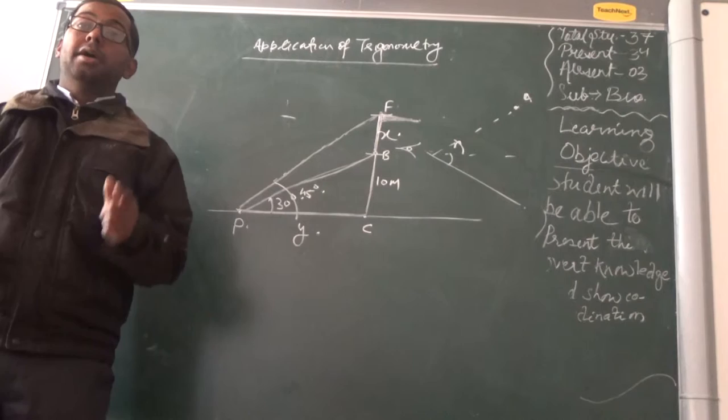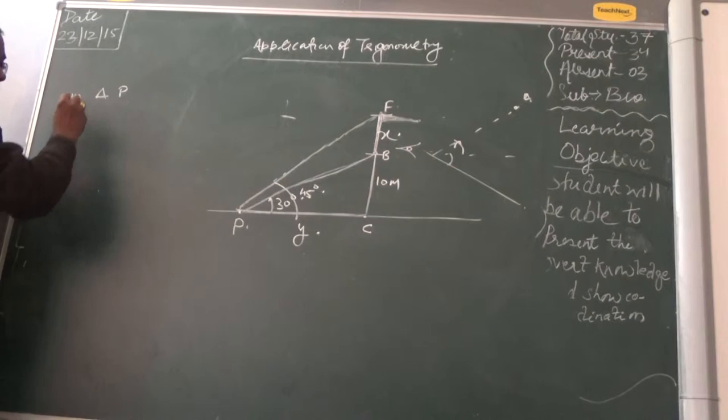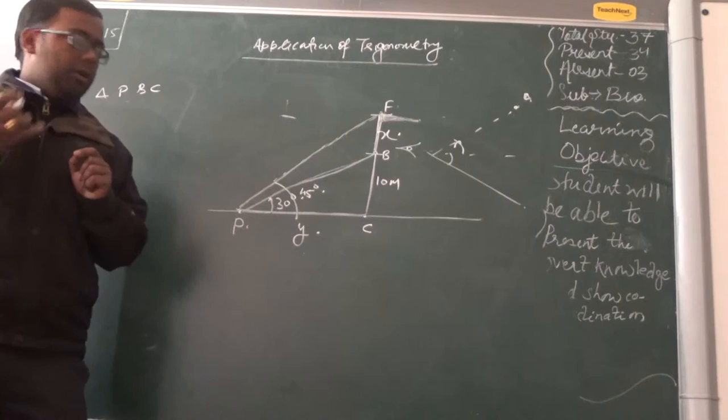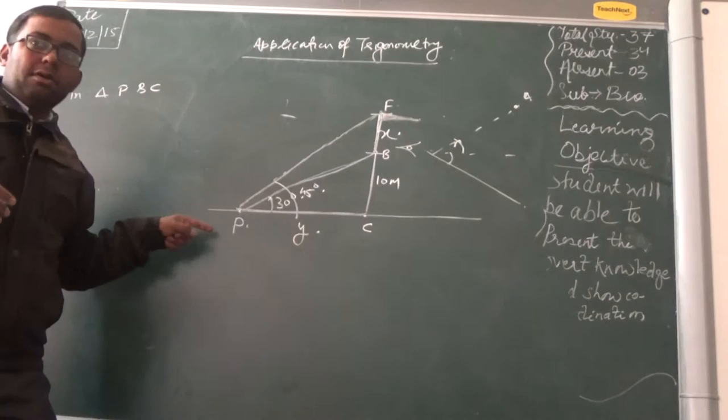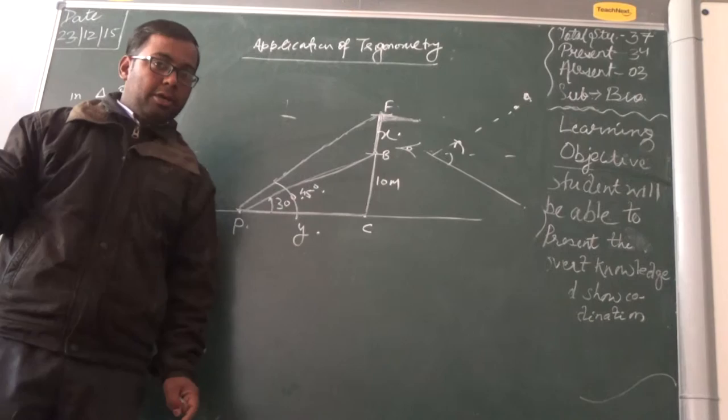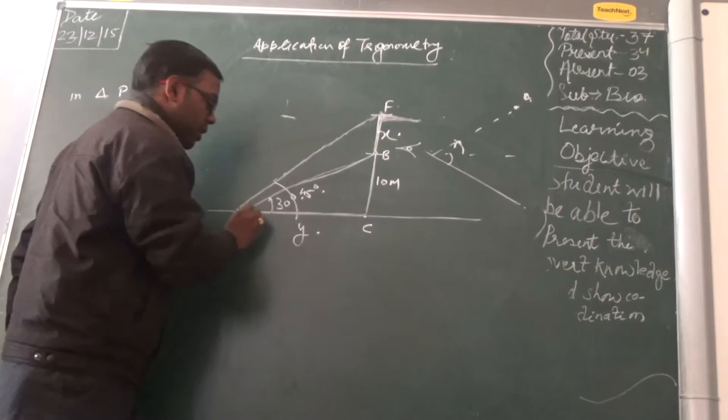So starting with the smaller triangle, triangle PBC. You need the calculation between perpendicular and base only, because there is no requirement of the hypotenuse. The question has not asked anything about the hypotenuse. So only you need the perpendicular, this one, and the base, this one.